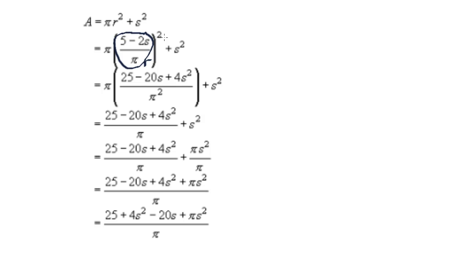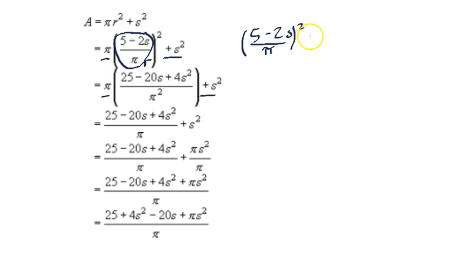Now, what they did on the next step, and I'll show here. Notice that this entire thing in the parentheses is being squared. So we have 5 minus 2s over pi, squared. And I'm going to just leave out everything else. As you can see, we have pi plus s squared plus s squared, so everything else on the outside is the same. I'm just going to deal with the 5 minus 2s divided by pi squared.